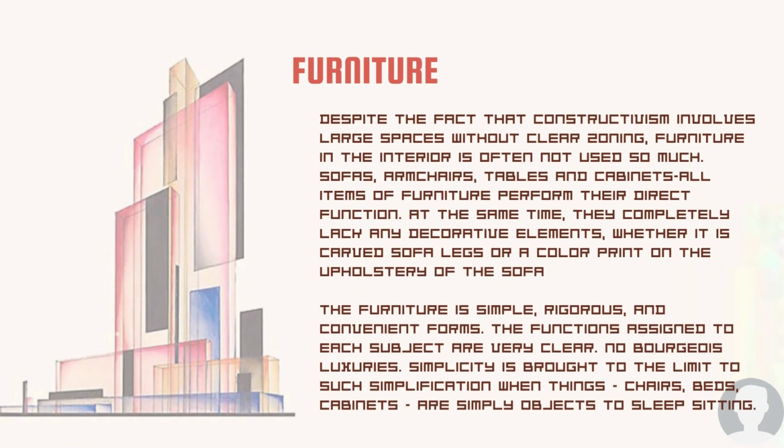With regards to furniture, despite the fact that constructivism involves large spaces without clear zoning, furniture in the interior is often not used so much. Sofas, armchairs, tables, and cabinets, all items of furniture perform their direct function. At the same time, they completely lack any decorative elements, whether it is carved sofa legs or a color print on the upholstery of the sofa.